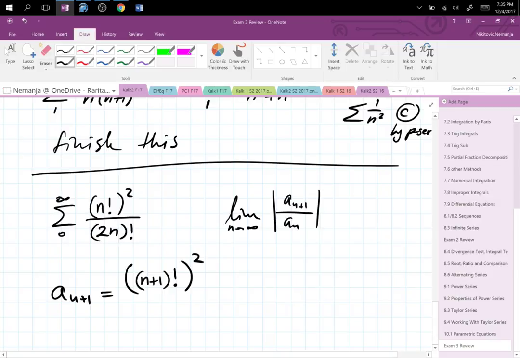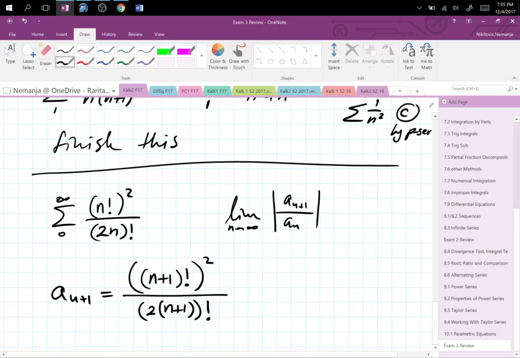If you missed this writing on the board, here we go again. N plus 1 replaces n. Then I need a factorial on that. Then I need a square on everything. Same on the bottom. I have n plus 1 that needs to be doubled, and then factorial. One more time: n is replaced with n plus 1, and then I need that doubled, and then I need the factorial.